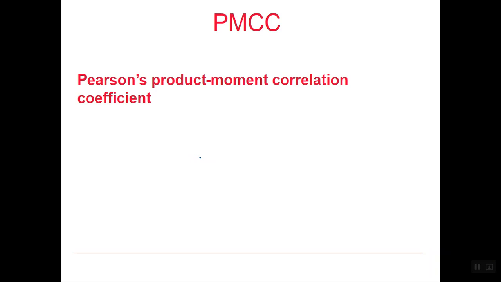There are several different ways of measuring correlation. One popular correlation coefficient, which measures the strength of a linear correlation, that is, how well the data falls in a straight line, is called Pearson's product moment correlation coefficient.